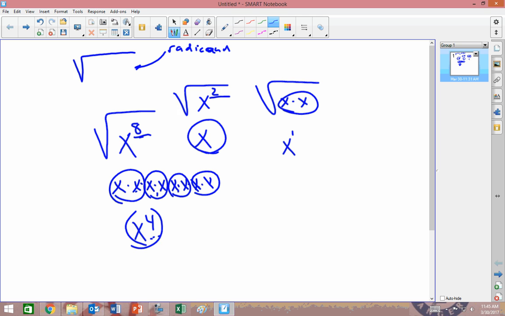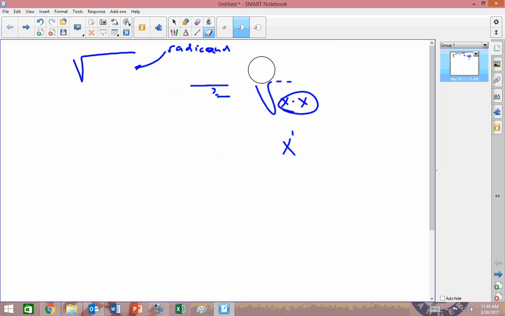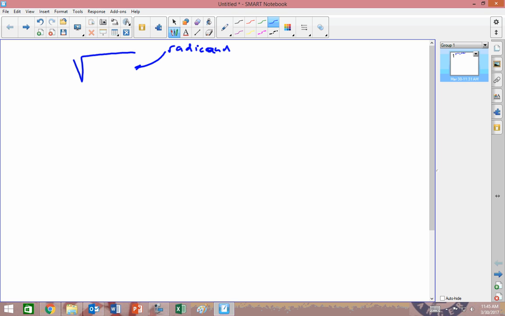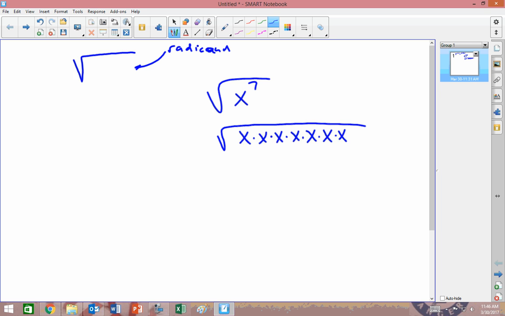What if it's odd? That's a great question. What if it is an odd exponent? So anytime it's an even exponent, you take it and divide it by 2. That's your new exponent. So what if I have the square root of x to the 7th? Okay? So I have x times x times x times x times x times x times x, and I have the square root of that.